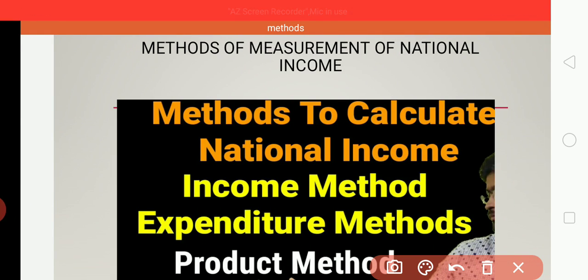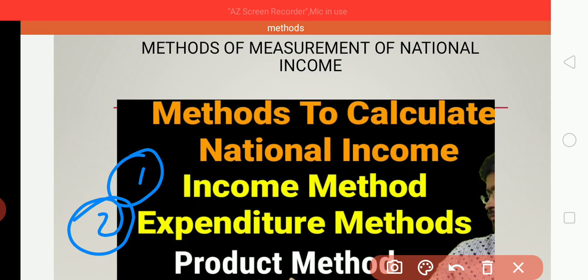From chapter 8, National Income Accounting, we will be discussing the topic today: methods of measurement of national income. There are three methods of measuring the national income. They are number 1, income method, number 2, expenditure method, number 3, product method. There are three methods of calculating or measuring the national income.